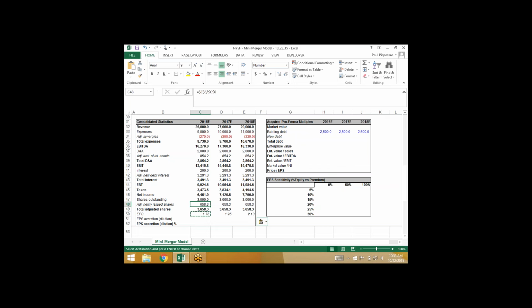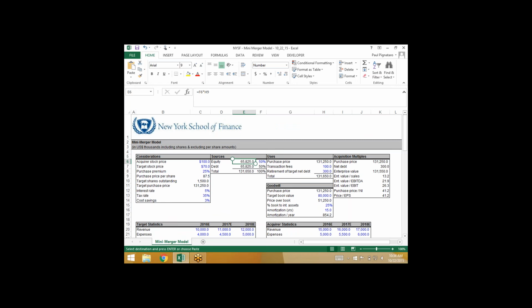So your shares outstanding is 3, right? Newly issued shares? Okay. What is your equity being raised? $65. Okay. You need to be multiplying 50% times the total uses. I think you're multiplying 50% by the purchase price only. Make sure your formula is F6 times H9. Is it F6 times H6? Yeah, F6 times H9. And do the same for debt. Make sure debt is F7 times H9. F7 times H9. Okay, good. Anyone else?